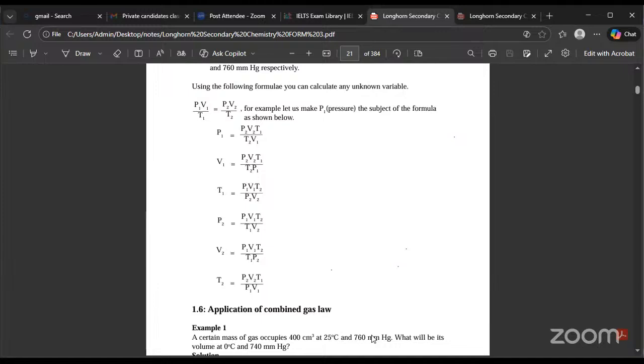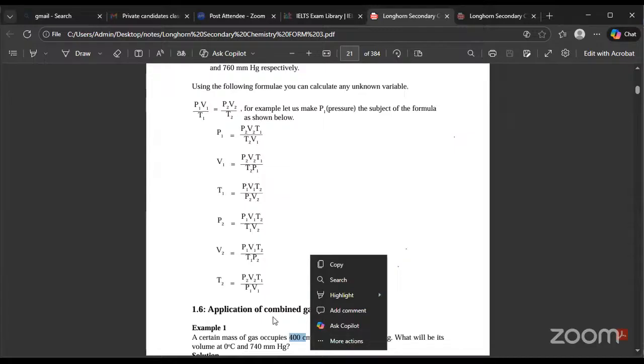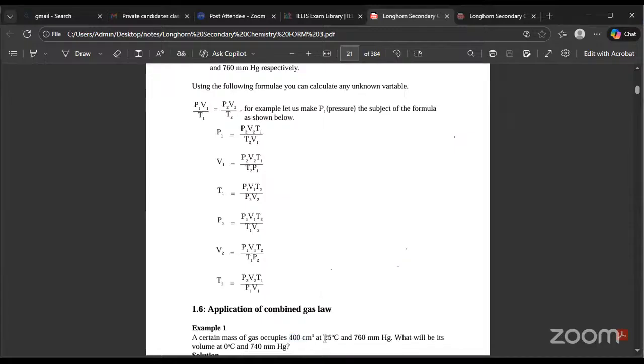That is how we solve this. We are still doing the calculation. So the first thing, you identify variables. You identify 400, and say what it is. You go to another one, you identify 25, and say what it is. And remember when you're doing a calculation, you must use the absolute scale. So you must convert what has to be converted. It is very important to remember that one.